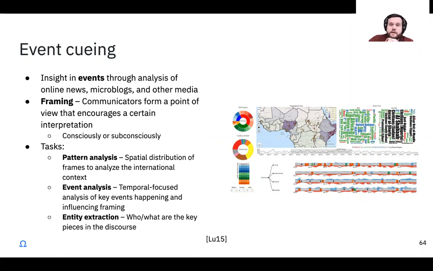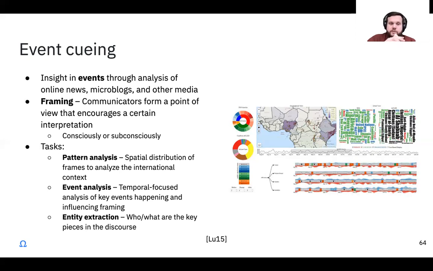that can often take over the discourse, and this is what is called framing. So the term they use for this is framing, that the communicators of the information form a point of view that encourages a certain interpretation of events, and they do it either consciously or subconsciously. Sometimes they do this analytically or, let's say, in an objective manner. Sometimes they do this maliciously, but whatever the intent may be, or lack of intent for that matter, it's useful to be able to analyze this, right?